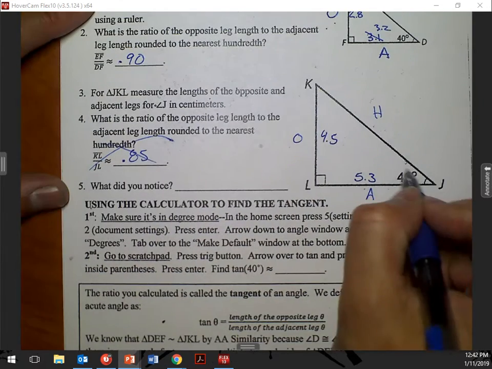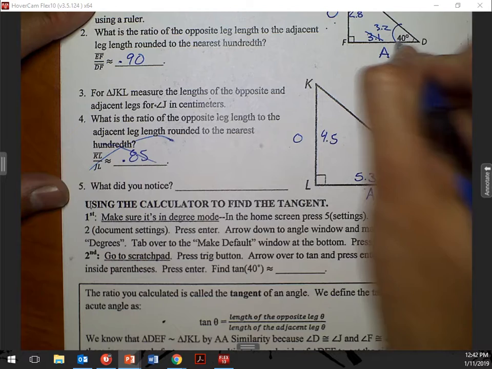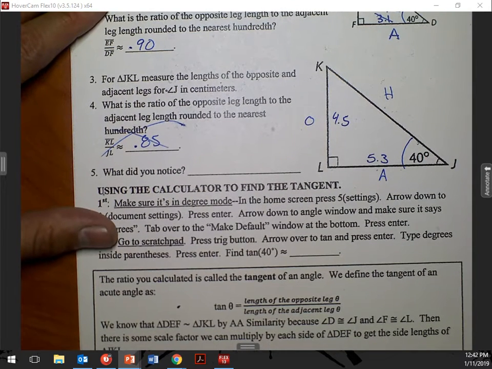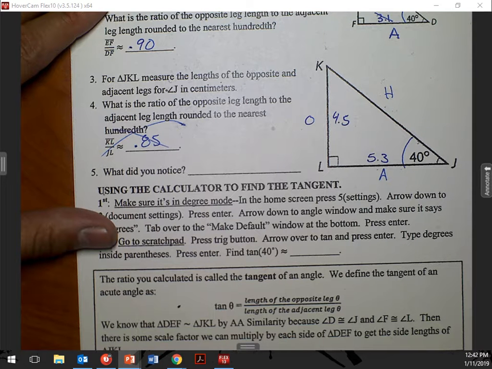It's supposed to come out to the same thing. My triangles suck. Well, what were we supposed to do? Still 0.85? Yeah, it is. Wait, what? I don't know. My copier printed this wrong, and so the triangles are off.